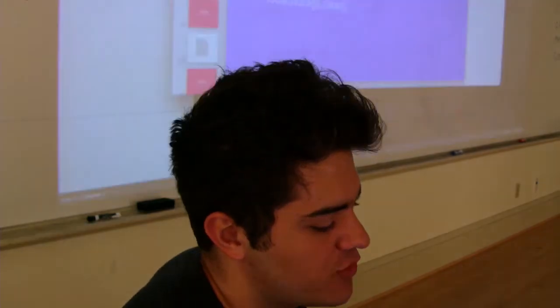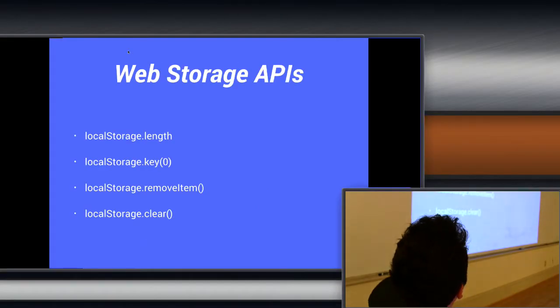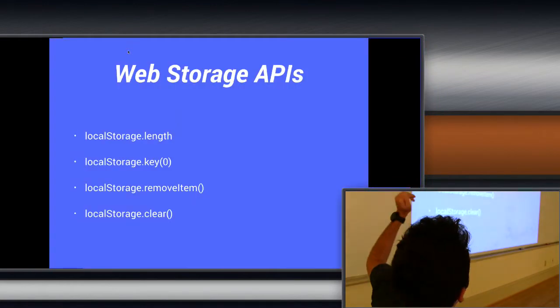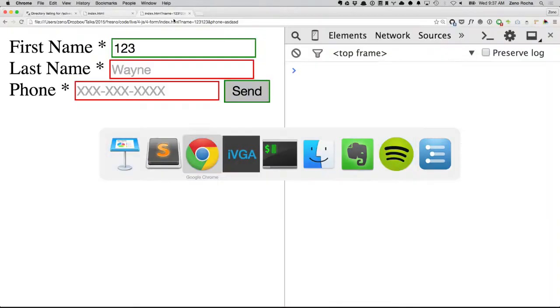So for those two APIs, we have a bunch of properties and methods that you can run. You can get the length of your local storage. So this is going to get all the information that you have for that particular page. You can get a certain key by a number. You can remove an item, you can clear your local storage. And same thing goes for session storage, same properties, same methods. So let's see how we can do that.